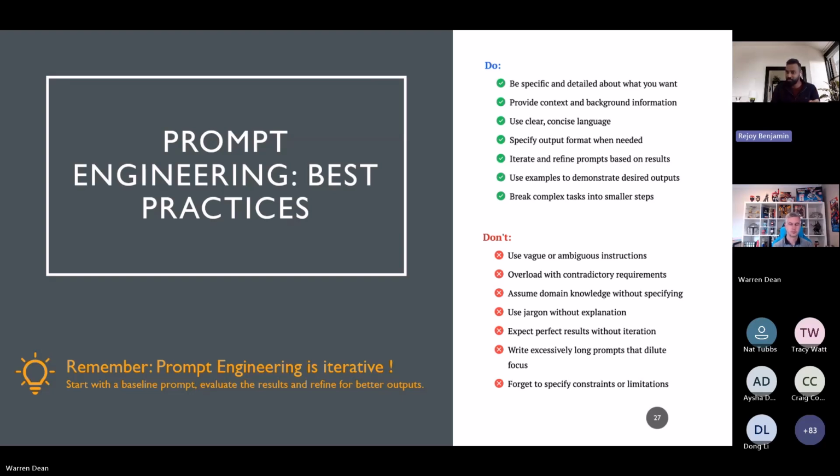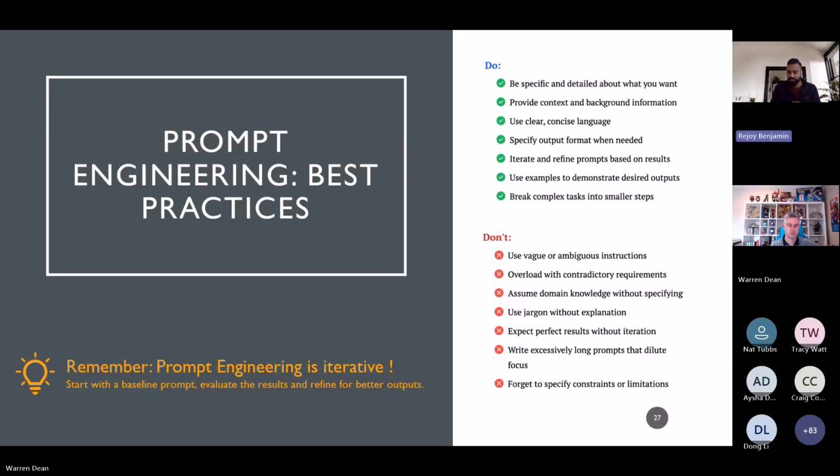And the opposite of this would be true. Don't be vague. Don't contradict your statements or requirements. Don't use massive jargon without an explanation. Don't give excessively long prompts that will dilute the very essence of what you're expecting it to produce. So be very careful with the do's and don'ts. Make sure your prompts are following these structures that we've mentioned.